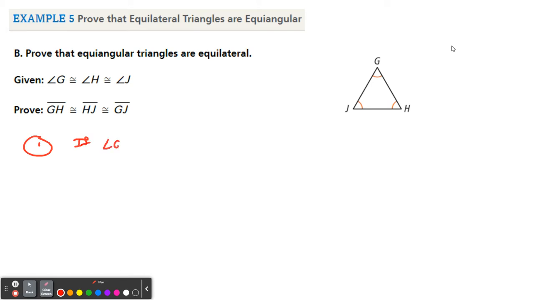So if angle G is congruent to angle H, that means that GH is the base. That means that the other 2 sides, GJ and HJ, they'd be congruent. Then GJ would be congruent to HJ. And this would be by the converse to the isosceles triangle theorem.